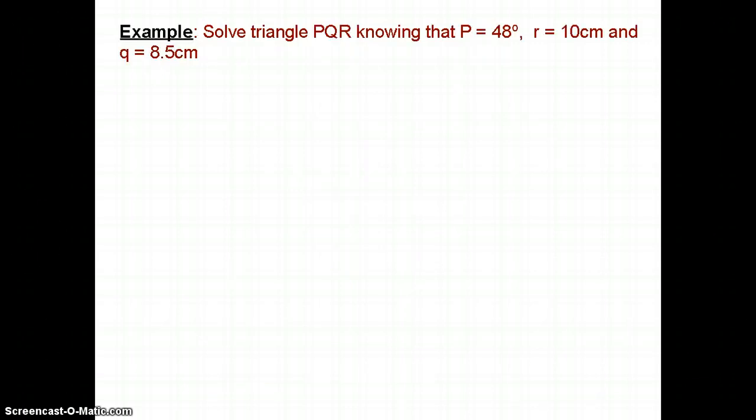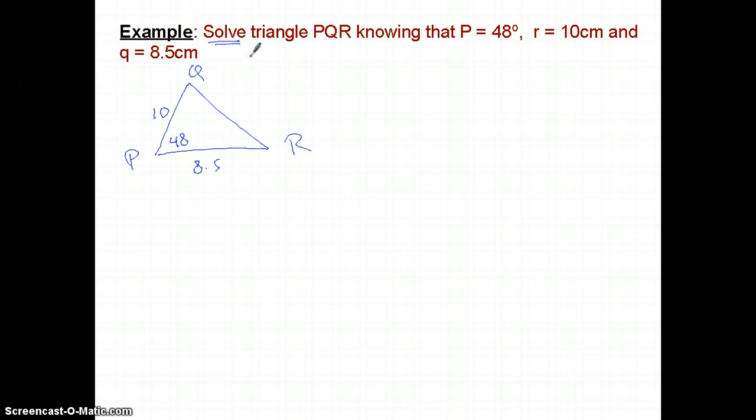Okay, solve the triangle PQR knowing that P is 48, R is 10, and Q is 8.5. So we're going to just draw one. I'm going to call this P, Q, and R. And now P is 48, R is 10 across from R, and Q is 8.5. So it's 8.5. Sorry, I need to solve. Solve means I need to find all sides and all angles, correct?